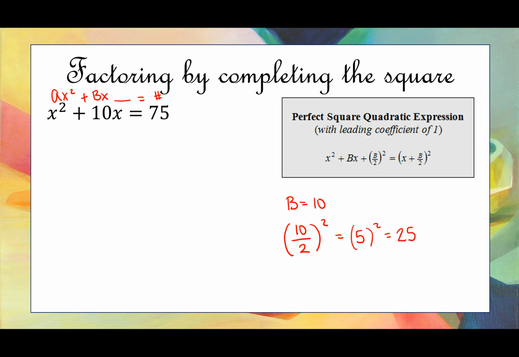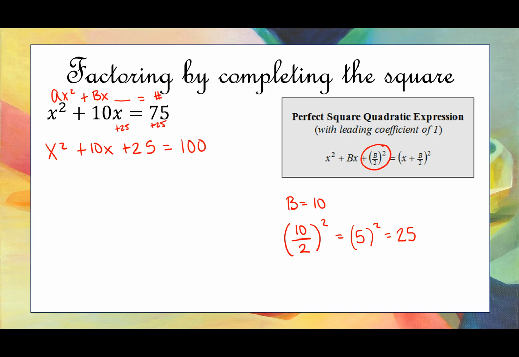Okay, so what I'm going to do is add 25 to both sides. So see how that's what I want to be right here. I'm going to have x squared plus 10x, and now I'm going to have a plus 25 here. And because I added 25 to this side, I have to add 25 to this side. So if you want me to write this more clearly, plus 25, plus 25. So I have equals 100.